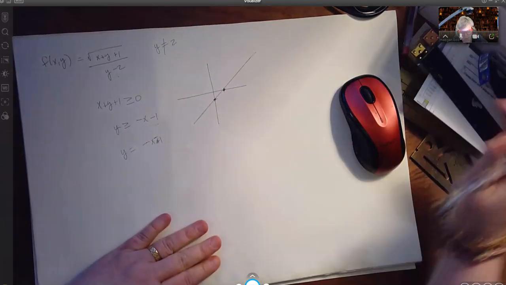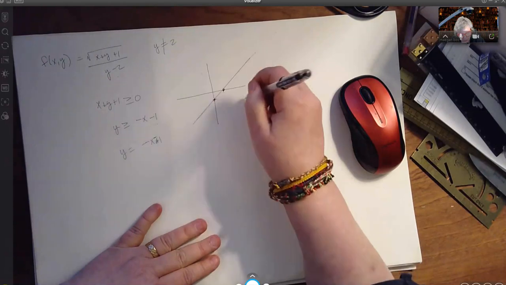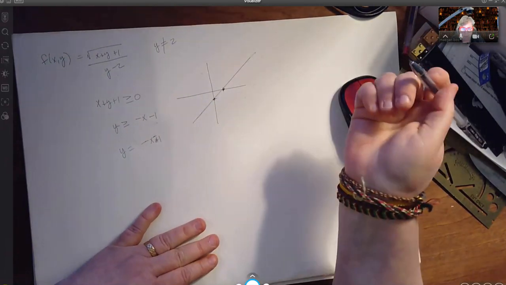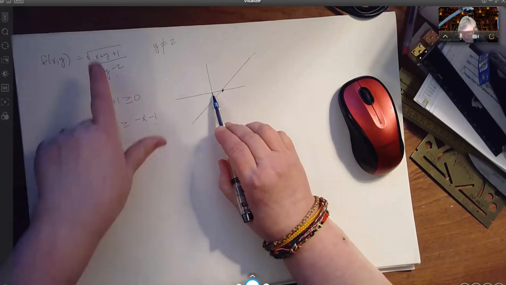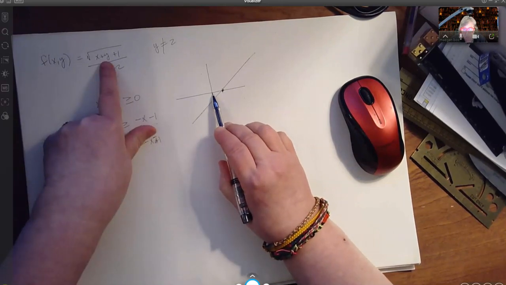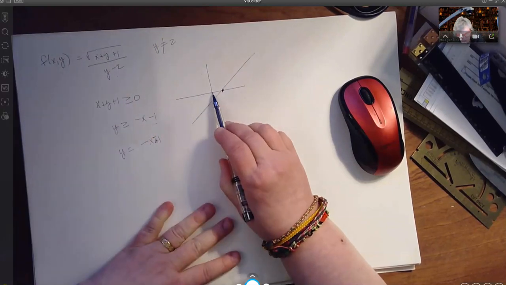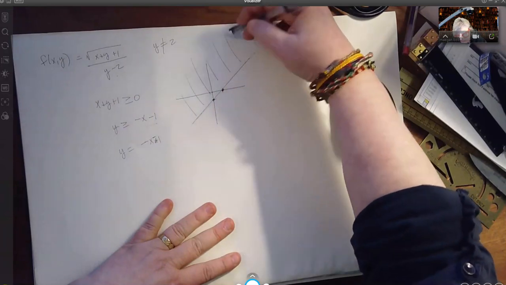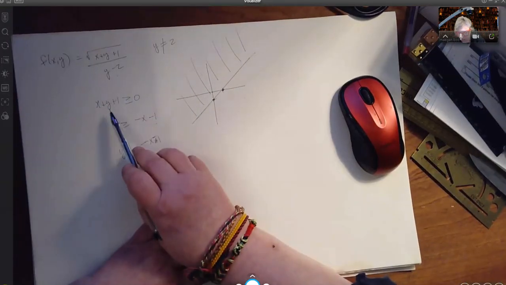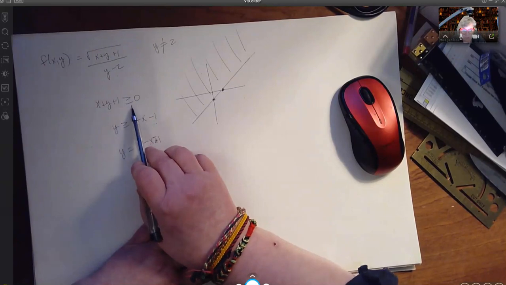So this divides the xy plane into two parts, two half planes. So the question is, which one can I use? The easiest way for me to check is to say, okay, here's 0, 0. If I plug 0, 0 in here, is that okay? Well, it's the square root of 1. That side is okay, so 0, 0 is in the domain. So all of this region is where x plus y plus 1 is greater than or equal to 0.